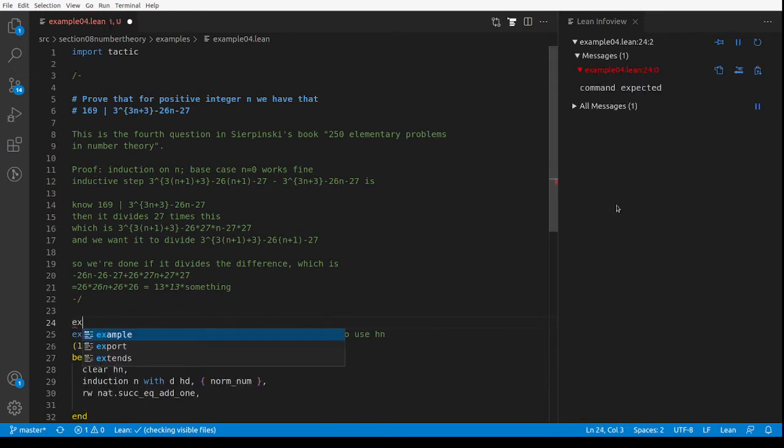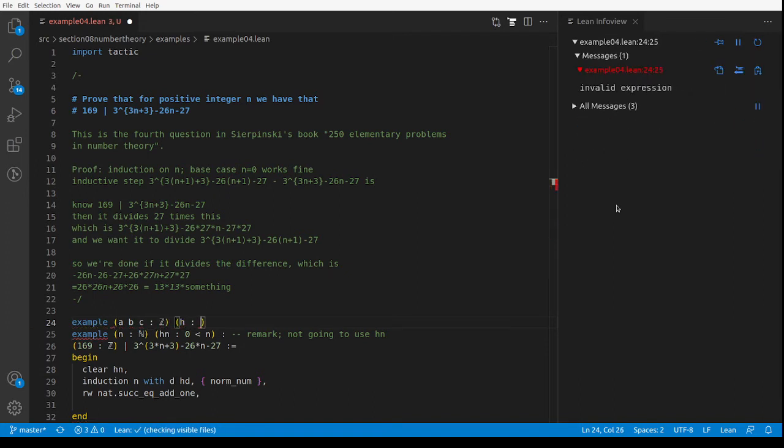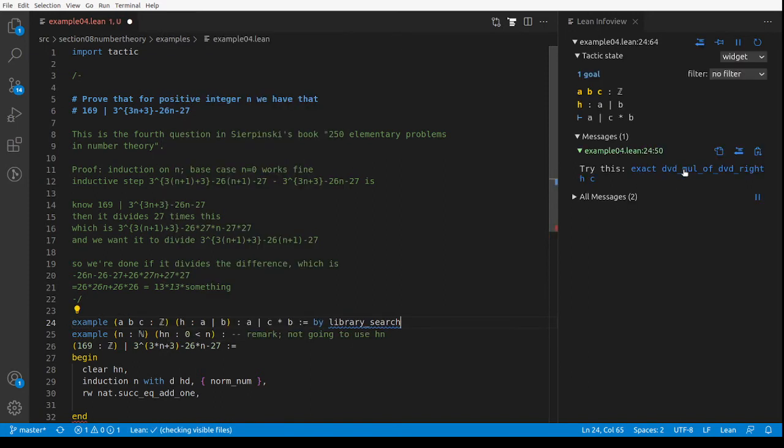So, example: A, B, C, and Z, and then we've got the hypothesis that A divides B, and I claim that A divides C times B, by library search. That's bound to be in there somewhere. There it is.